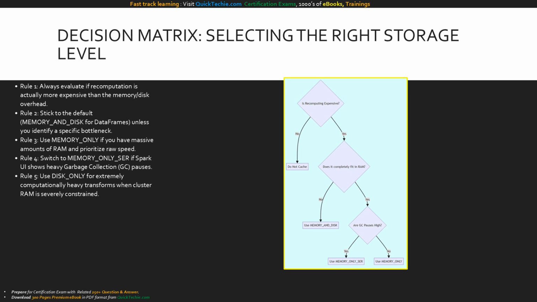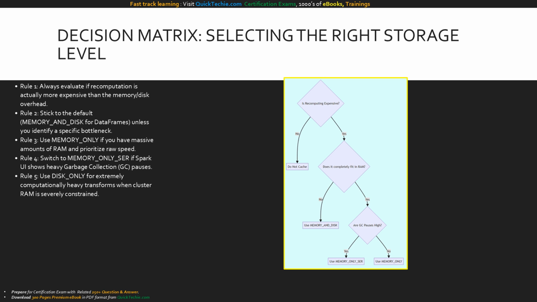Choosing the absolute correct storage level is what separates the novices from the senior data engineers. Let me give you the definitive decision matrix. Rule number 1, always ask yourself if recomputation is actually expensive. If it's a fast operation, don't cache it at all, save your RAM. Rule number 2, try the default first. Memory and disk for data frames is heavily optimized by Databricks and the open source community. If your data comfortably fits in memory and you demand maximum speed, explicitly set it to memory only.